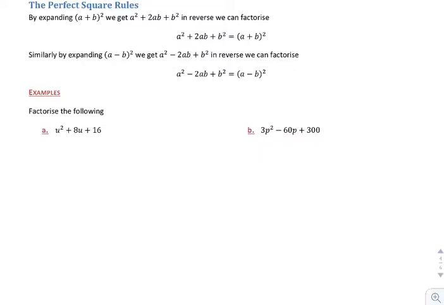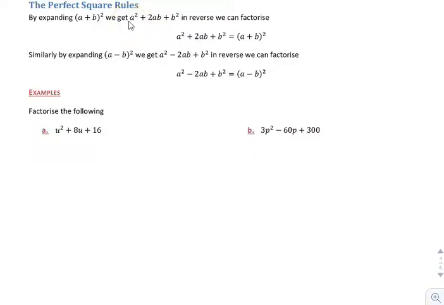This tutorial is going to cover the perfect square rules. So the perfect square rules is where we go from something like (a plus b) squared and we get a squared plus 2ab plus b squared. Now you can show this using the distribution property where we have (a plus b) and then (a plus b).